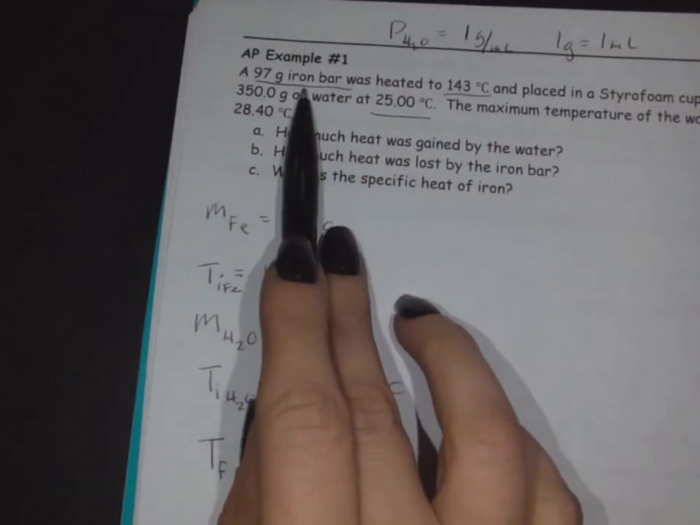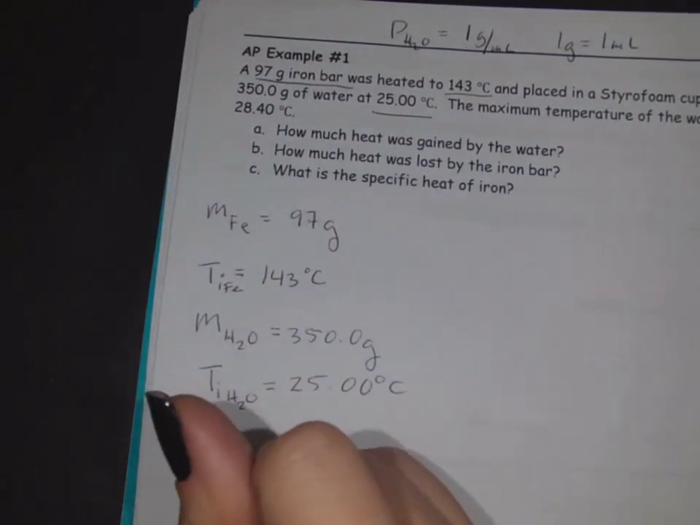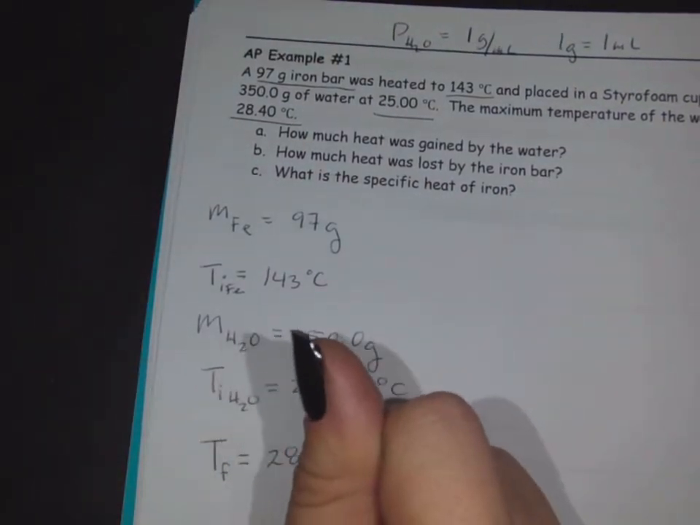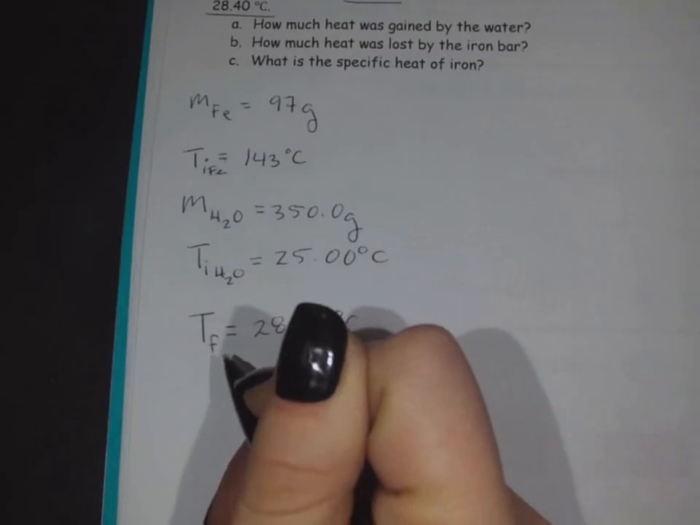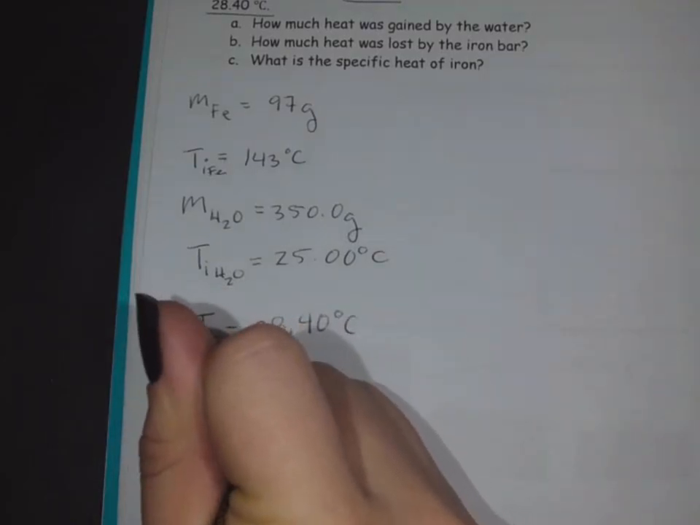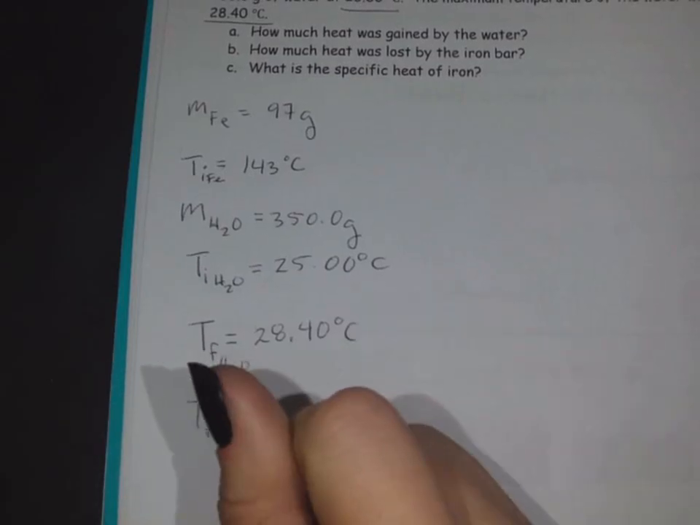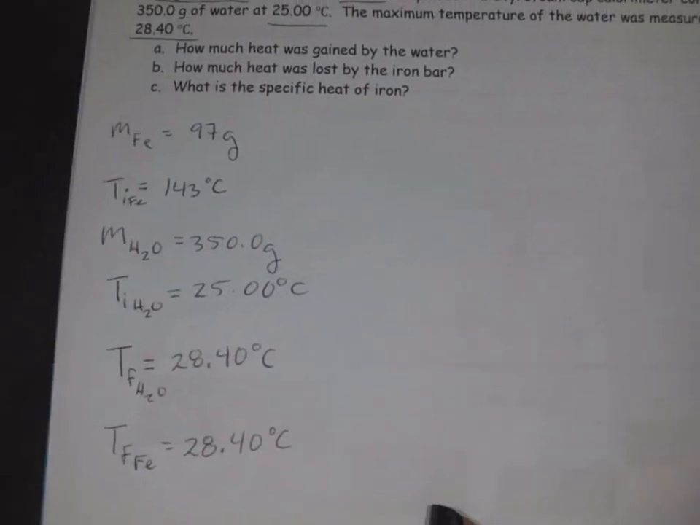Great. The maximum temperature of the water was measured to be, all right, so after we added this metal into the water, it raised the temperature of the water. And this final temperature of the water is 28.40 degrees Celsius. But we've also reached thermal equilibrium. So when the water stops increasing in temperature, the iron stops decreasing in temperature. And so what's really cool is this final temperature is the case for both the water and for the iron. Their final temperatures are both 28.4 degrees Celsius because they've reached thermal equilibrium.